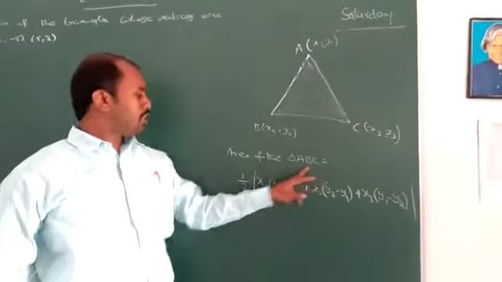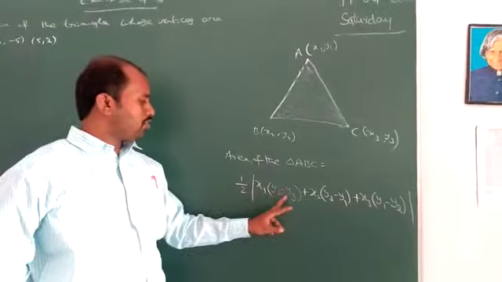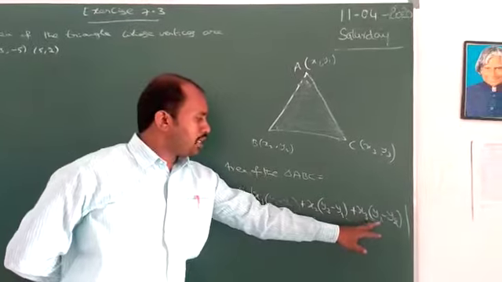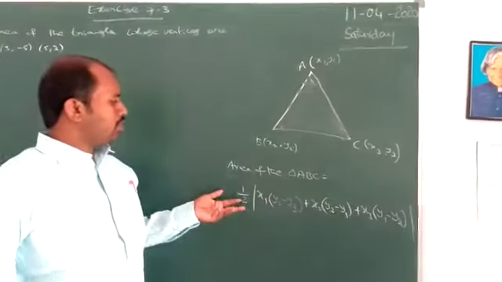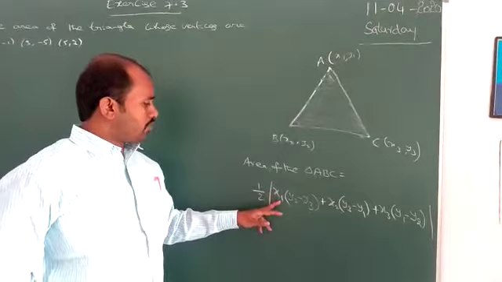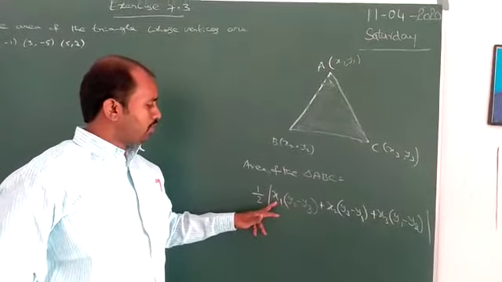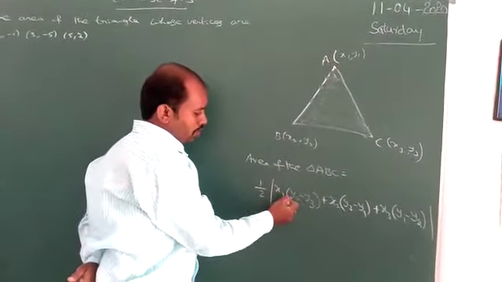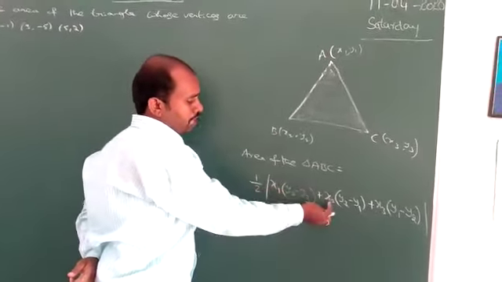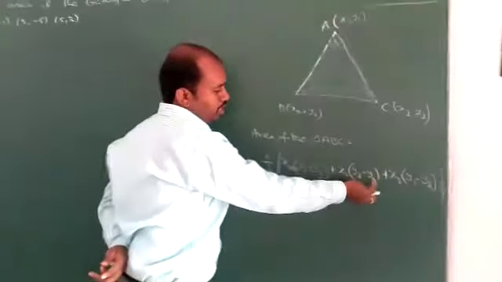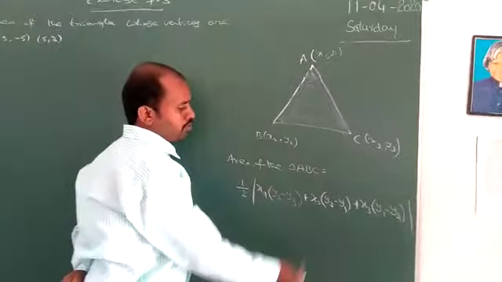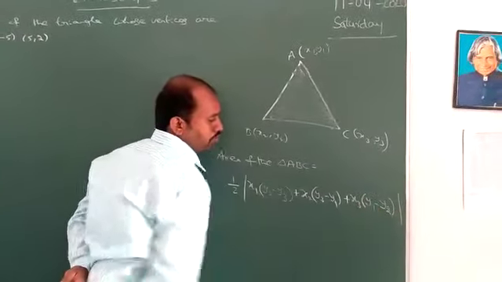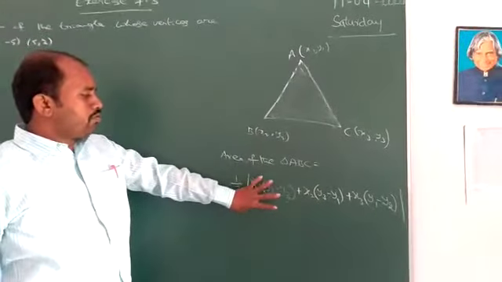Area of the triangle ABC equals half into modulus of x1 into y2 minus y3 plus x2 into y3 minus y1 plus x3 into y1 minus y2. Simply remember: first starting x1, the abscissa value, the first coordinate. Next, in order 1, 2, 3: x1 after x2 you write, then 2 after 3, then 3 after 1. Next x3, after 1, 2. Simply remember that formula.